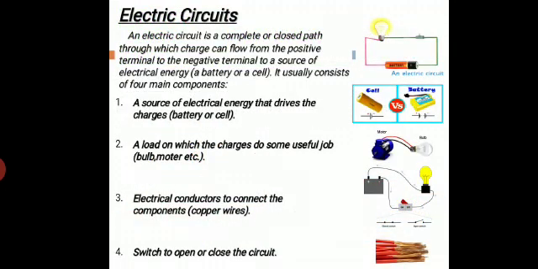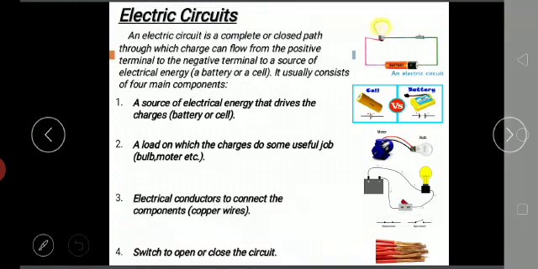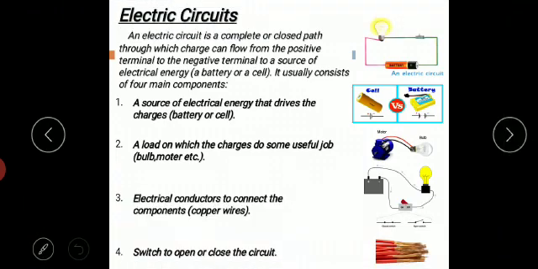Okay students, now our next article is electric circuits. What is an electric circuit? An electric circuit is a complete or closed path through which charge can flow from the positive terminal to the negative terminal of a source of electric energy, a battery or a cell. It usually consists of four main components.